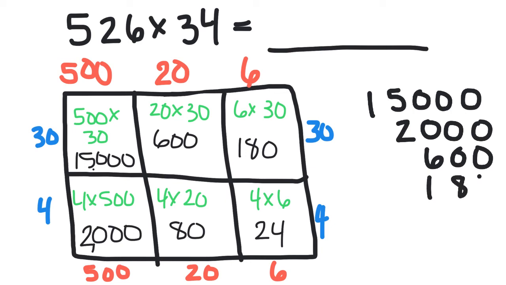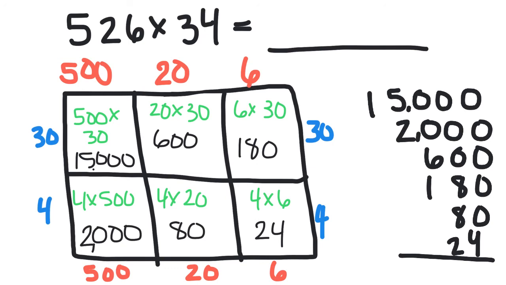600, 180, 80, and 24. And I can see I have 6 numbers. Everything is lined up. I'm ready to add my numbers together.